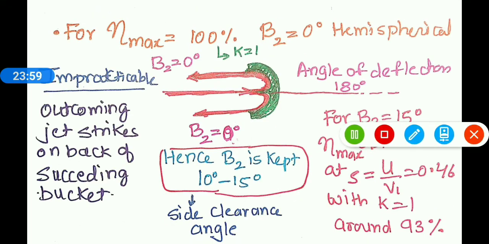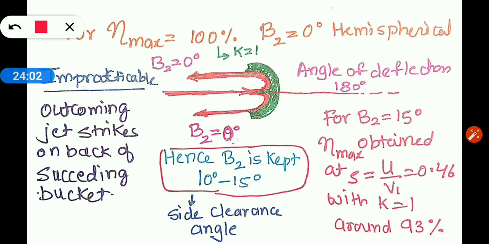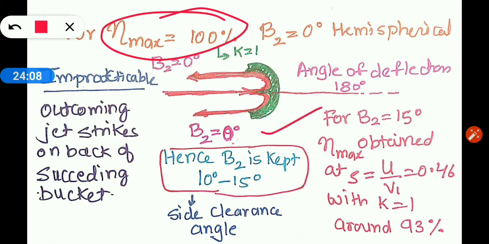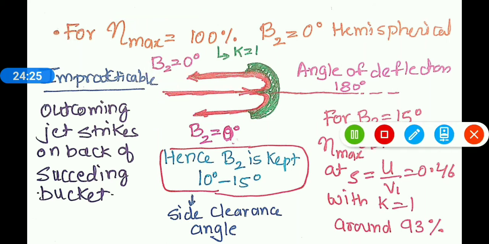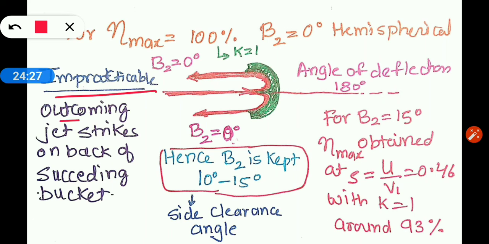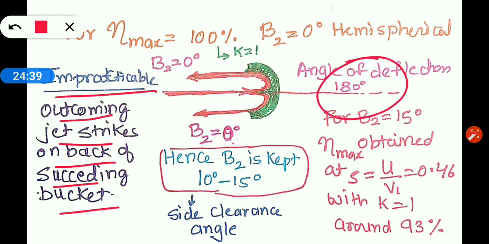Now let us come to the hemispherical bucket. This I have already explained, that you get a maximum efficiency of 100% when the bucket is hemispherical. You can see that this is a hemispherical bucket. Water strikes and then comes out back in the opposite direction. So it will hit back on the next bucket which is coming. That's why this is impracticable. The outcoming jet strikes on the back of the succeeding bucket. And that's why here the angle of deflection is 180 degrees, which on paper is very good, but practically it is not good.